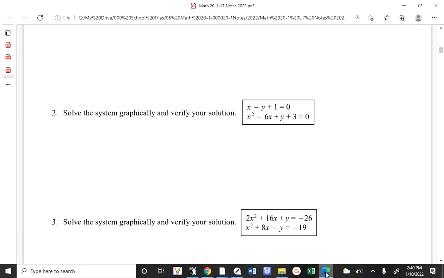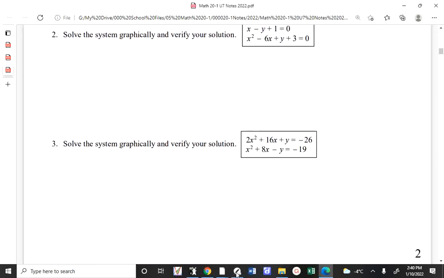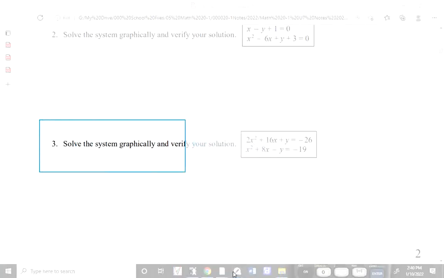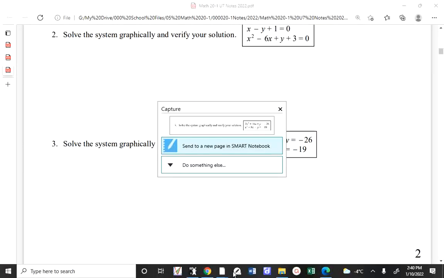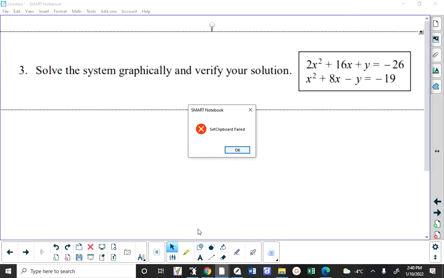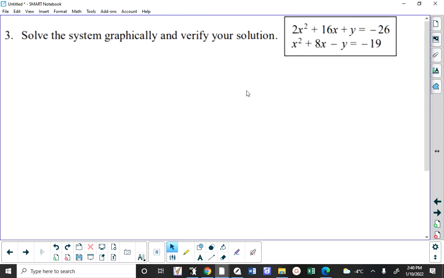Example 3. Solve this system. So you have to rearrange both of those equations for y. And quite frankly, I hope you're in agreement. Both of these equations being rearranged for y is very easy.